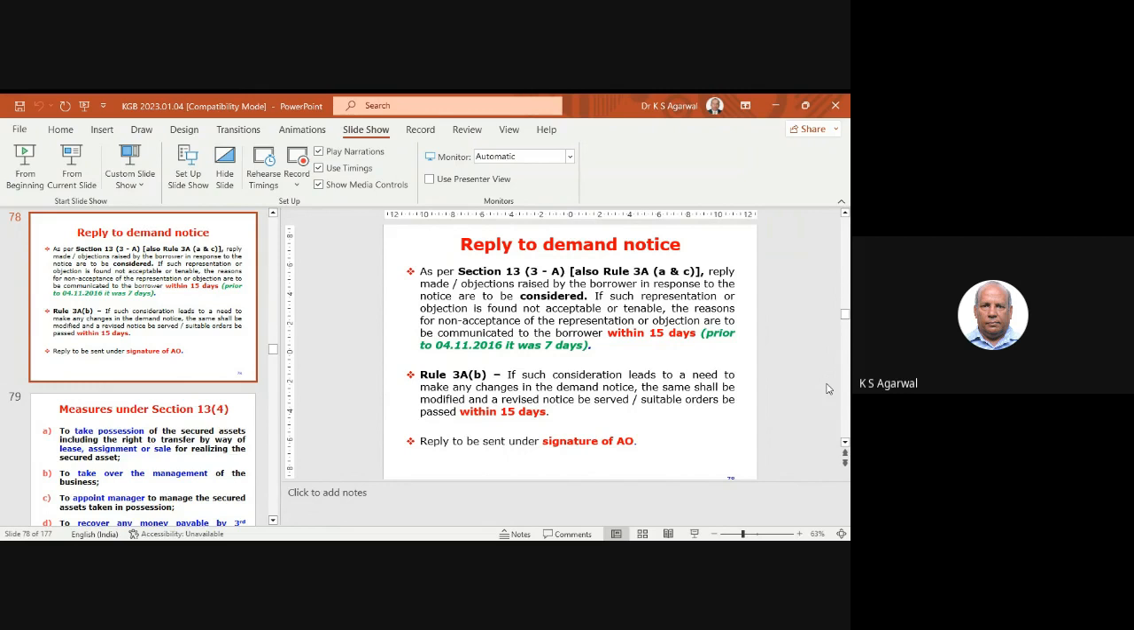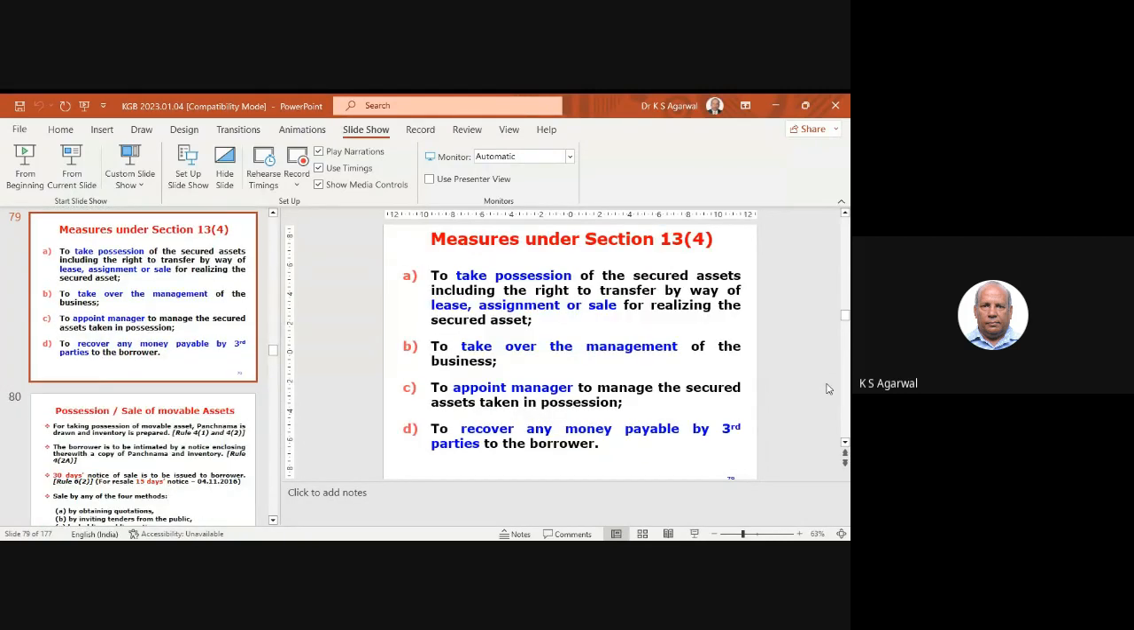Prior to 4th November 2016, this limit was 7 days. So if you are having any older book, textbook, 7 days period will be there. But the revised time period is 15 days. If borrower makes any representation, raises any doubt, then we have to consider it and we have to reply within 15 days. Then thereafter we will go for taking possession of the secured asset.